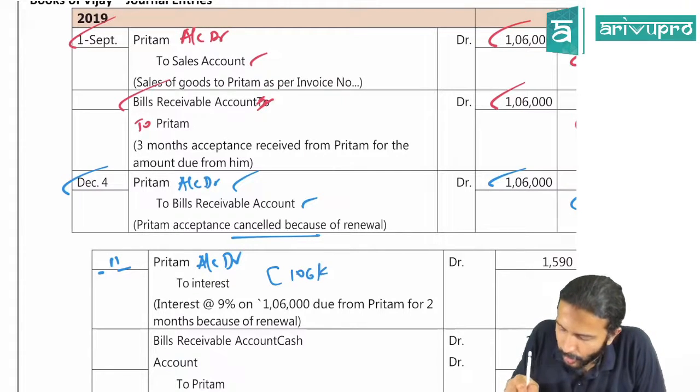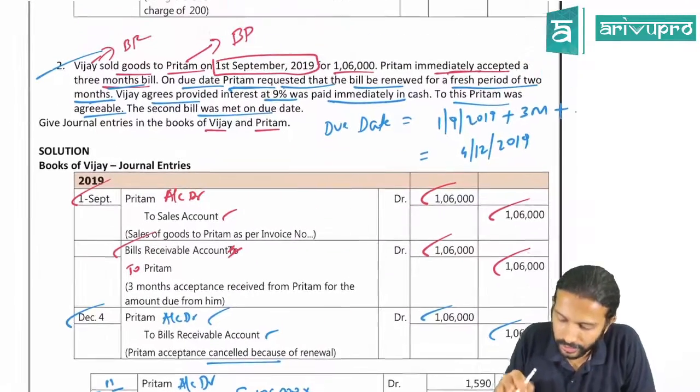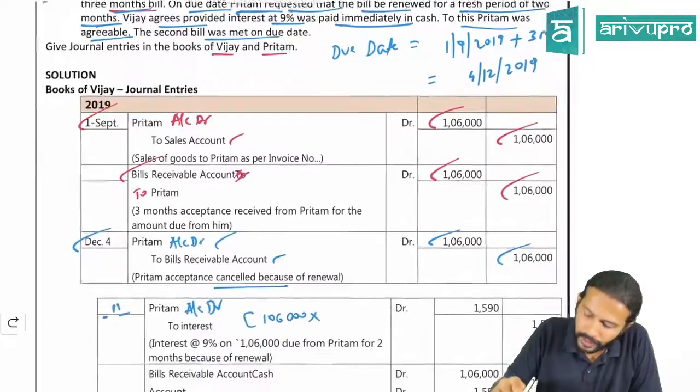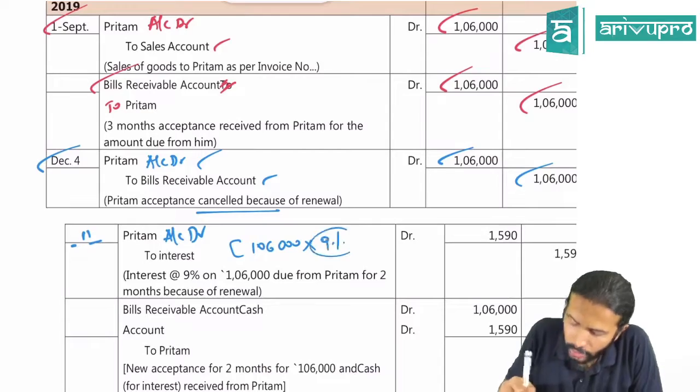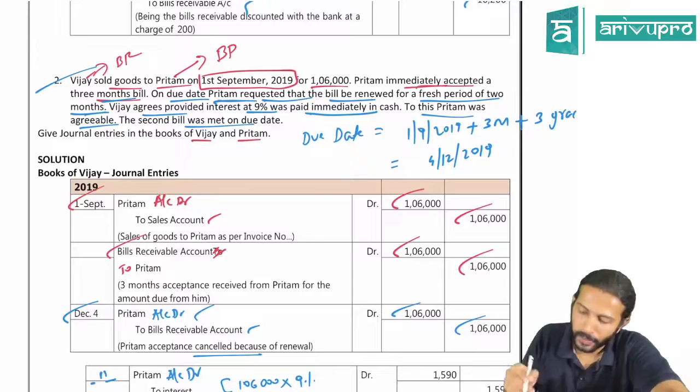Sir, the value of the bill was 1,06,000. Correct. What have they given, sir? Interest rate is how much? 9%. So can I do 1,06,000 into 9%? No. 9% generally is for the whole year.